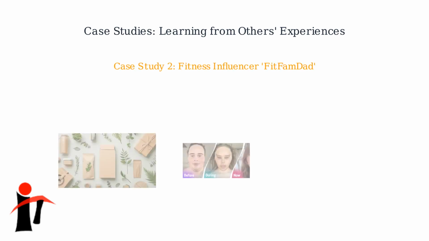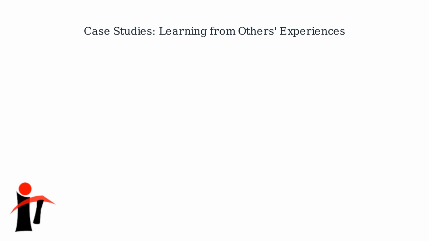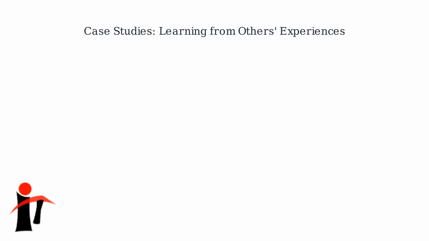Another example is FitFamDad, a fitness creator who removed 50 videos promoting unsustainable supplements after Amazon's policy update. By switching to eco-friendly brands, he saw a 40% increase in commissions. In another instance, a pet product influencer permanently deleted content after a viral expose over false claims, resulting in account termination. This case sparked important industry discussions on accountability.